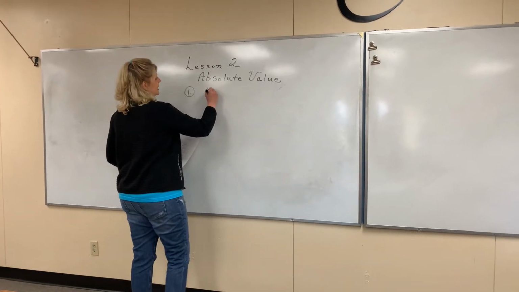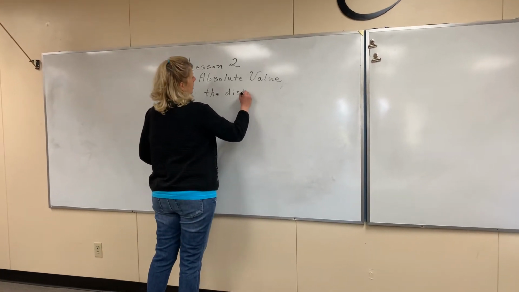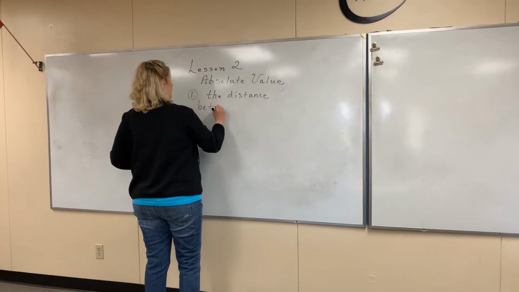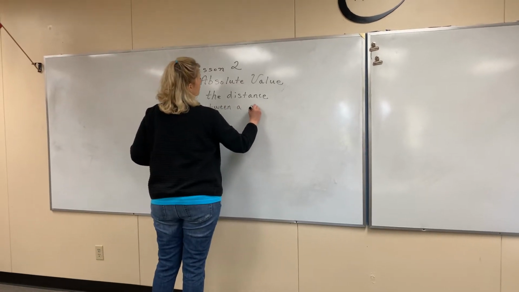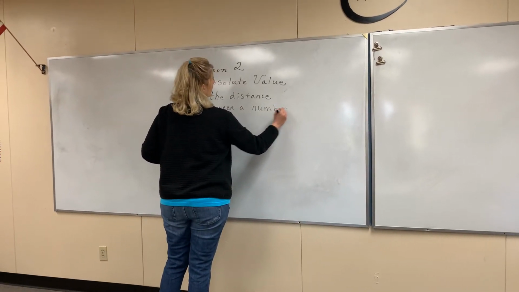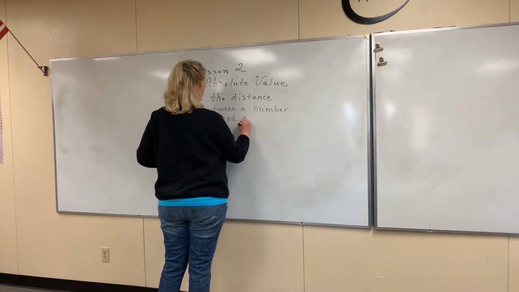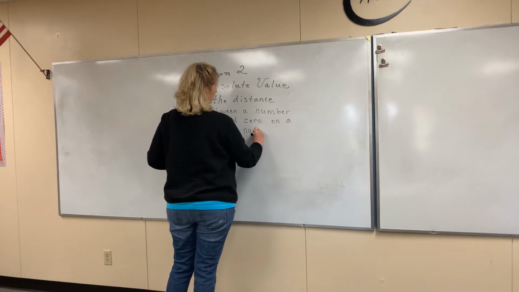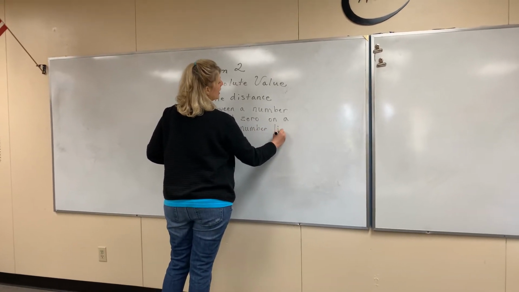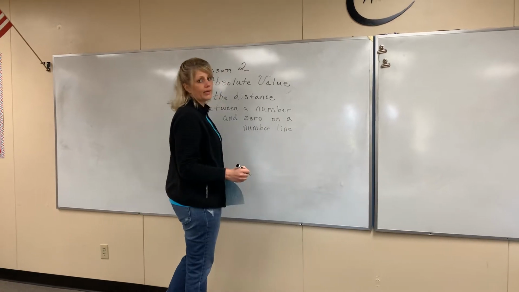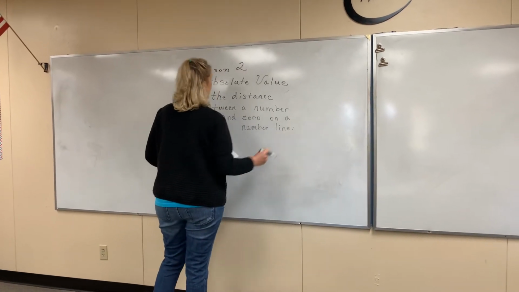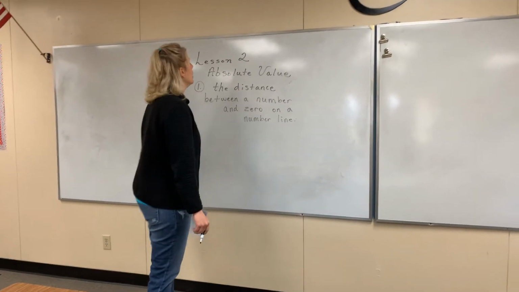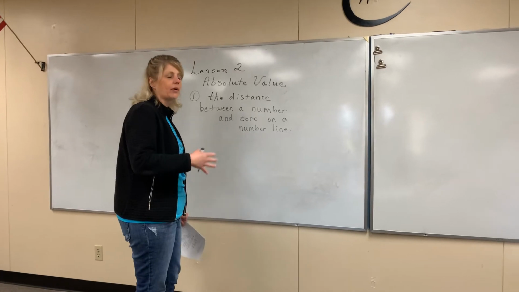It is the distance between a number and 0 on a number line. And number lines are very important when you are doing absolute value. Okay, so let me give you an example of what I'm talking about, okay? When I say the distance from a number and 0.